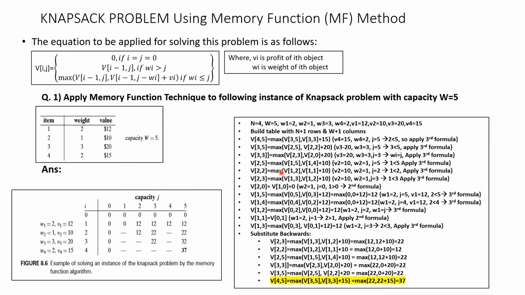V2 comma 2, what is the equation? Max of V1 comma 2, V1 comma 1 plus 10. So in this case V1 comma 2, what have you got? 12. Max of 12 comma V1 comma 1, what have you got? 0. So 0 plus 10. So you will get 12 comma 10. Maximum is 12. Like that you continue, you will get the final answer as 37.